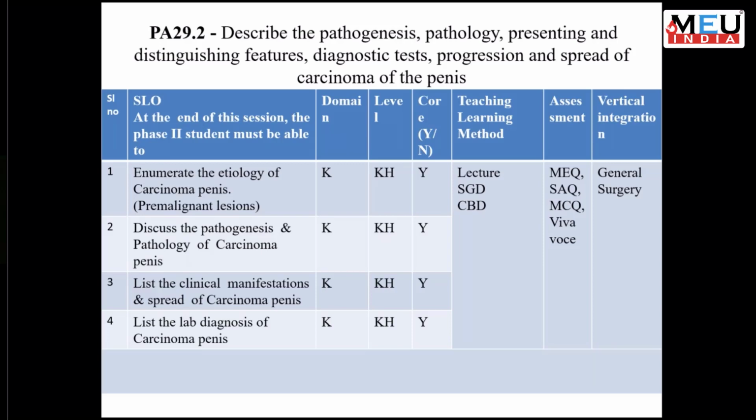Others: we have to discuss the pathogenesis and pathology of carcinoma of penis, list the clinical manifestations and spread of carcinoma of penis, and list the lab diagnosis of carcinoma of penis. At the domain level, all these are knowledge level, and the level is knows how. All are core competency. Then the teaching learning method could be lecture.